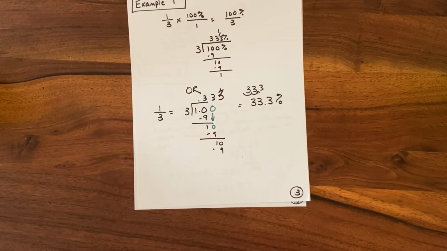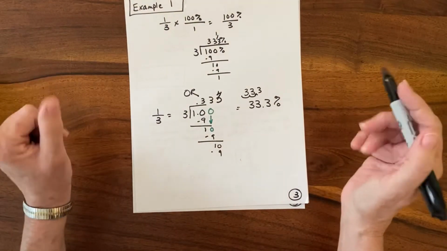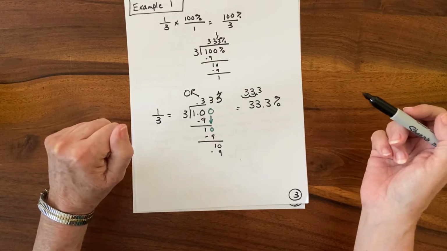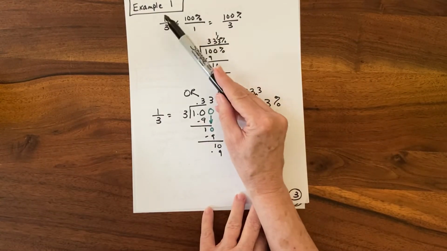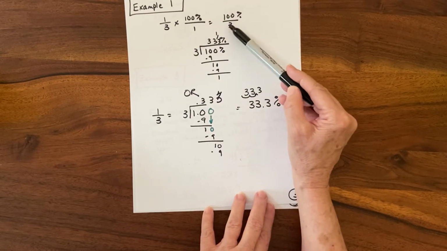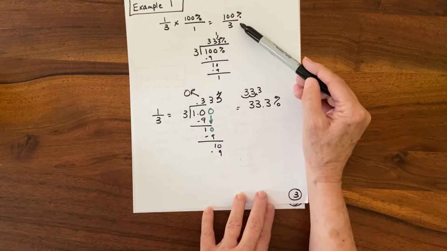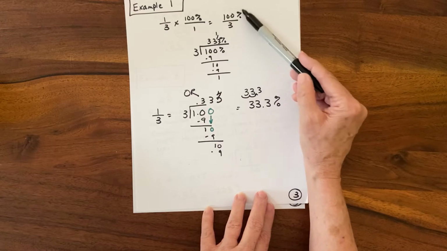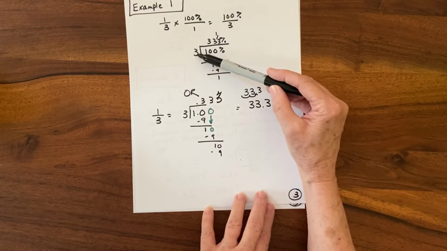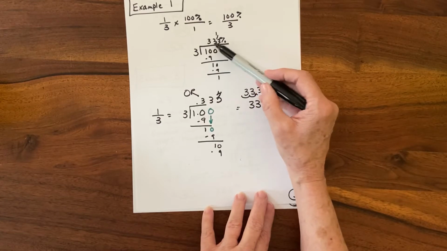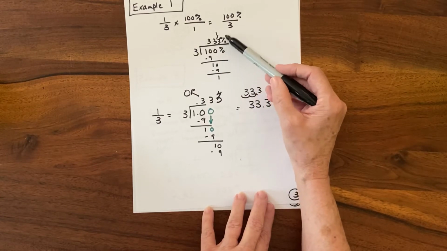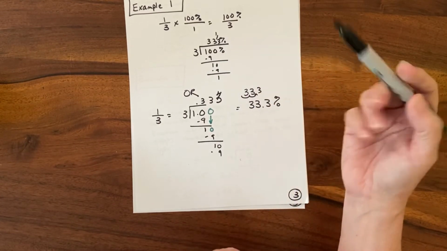Okay, example 1. We're going to change 1/3 into a percent. So I'm going to use the book's way. I'm going to say 1/3 times 100%. 1 times 100, so 100%. 3 times 1 is 3. That's my division problem. So how many times will 3 go into 1? Won't happen. How many times will 3 go into 10? So I end up with 33 1/3, and I put my percent sign up there.